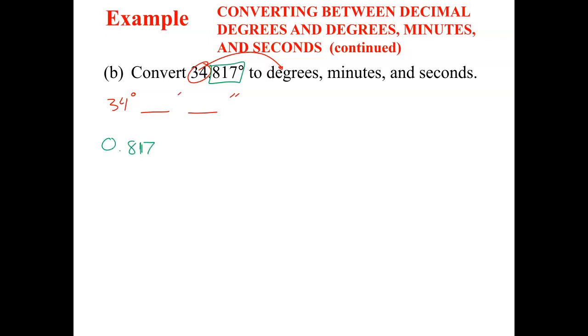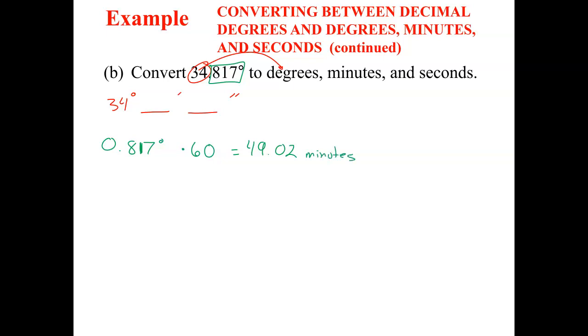0.817 degrees. Now I want to turn it into minutes. Multiply by 60 because we're going the opposite direction. So I'm going to multiply by 60. What is that? 49.02. So this is now minutes.